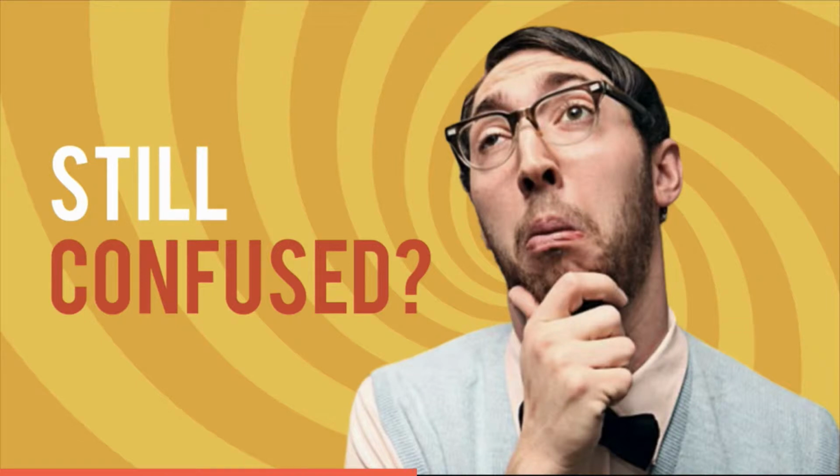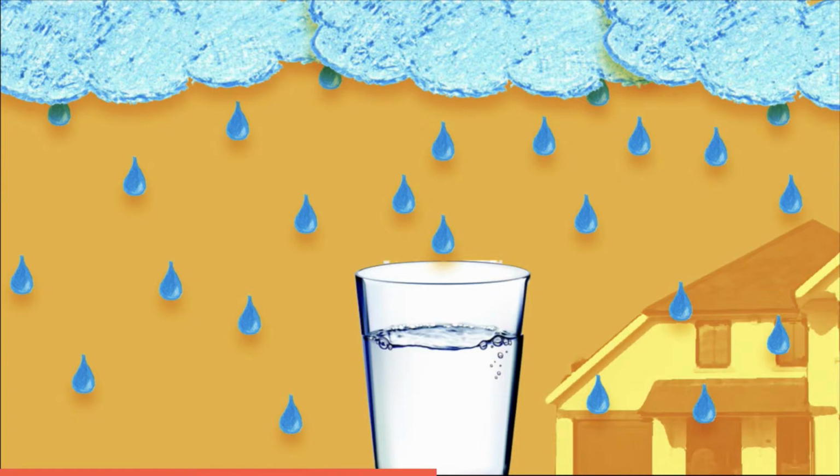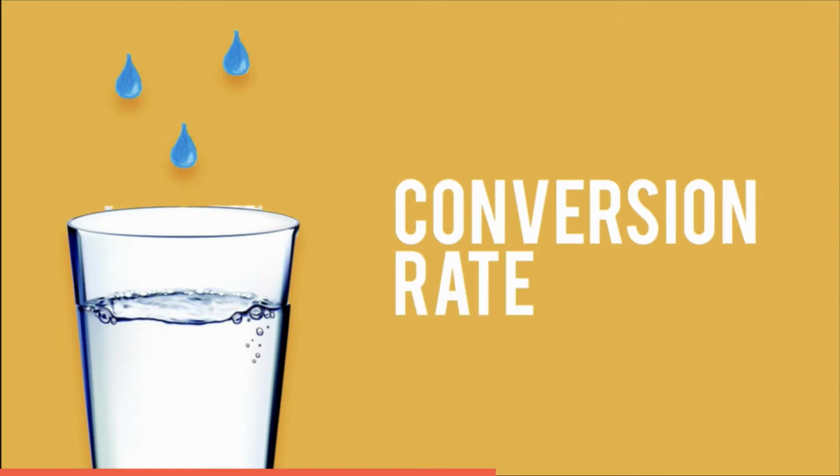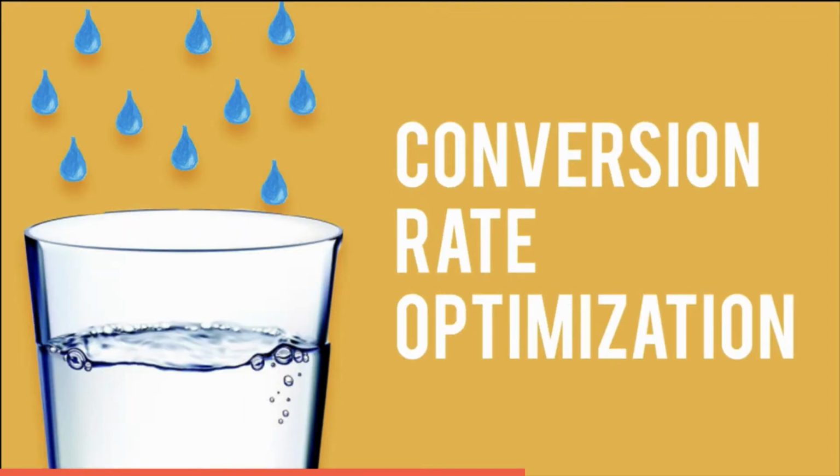Let's make these terms more simple through an analogy. It's kind of like putting a glass outside of your house when it's raining and you wanted to fill that glass with water from raindrops. If the raindrop goes inside the glass, that's called conversion. Now, the amount of raindrops going inside the glass, that's called conversion rate. And the act of making the glass wider to accommodate more raindrops is called conversion rate optimization.